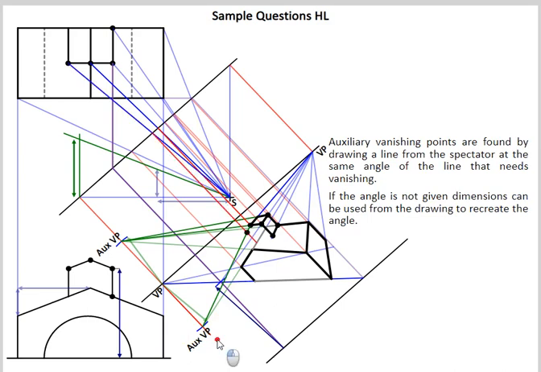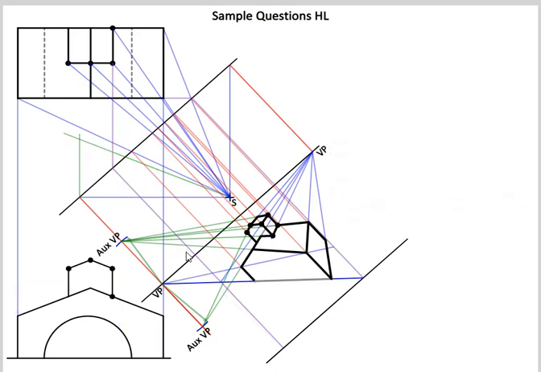So just to complete the drawing here, this edge here is brought up to this auxiliary vanishing point, and that's the drawing complete.